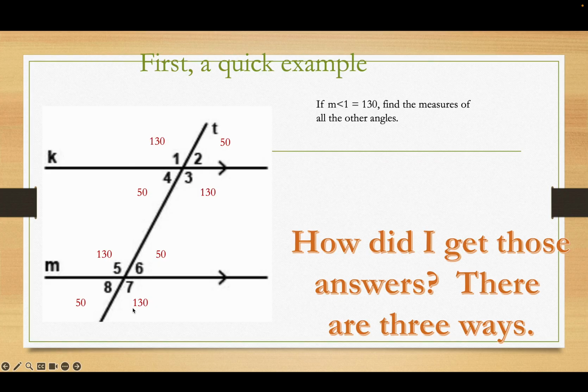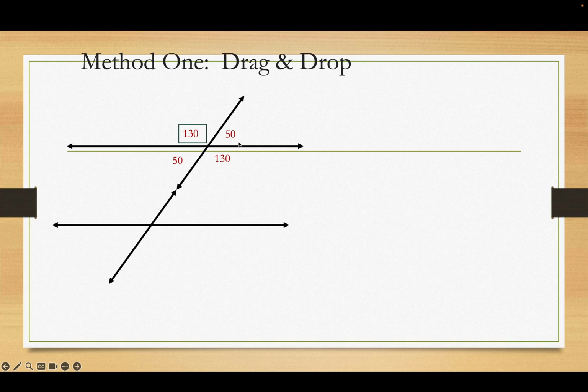So I said, how did I get those answers? There are 3 ways, and let's review those now. The first way is we can do drag and drop. We said 30 and 150 because they together are supplementary, 50 and 50 because they're vertical, 130 and 130 because they're vertical.